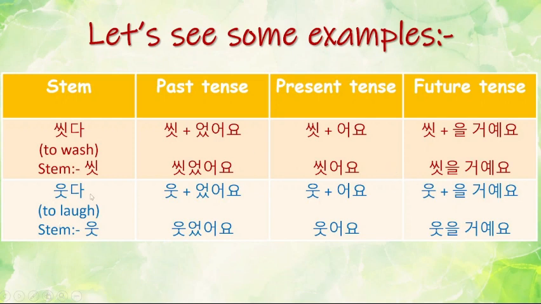Okay, next is also a very common verb utta, which means to laugh. It ends in the sheer consonant, right? But still ये sheer irregular को follow नहीं करता है. तो इसका conjugation past tense में वही regular conjugation rule apply करेंगे हम. तो क्या होगा? usosoyo, right? And in the present tense it will be usoyo, usoyo, and in the future tense it will be usul koeyo, usul koeyo. All right.